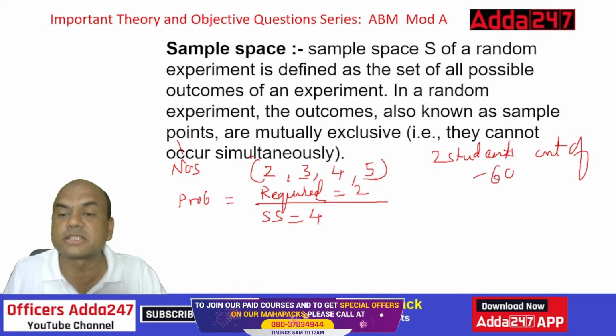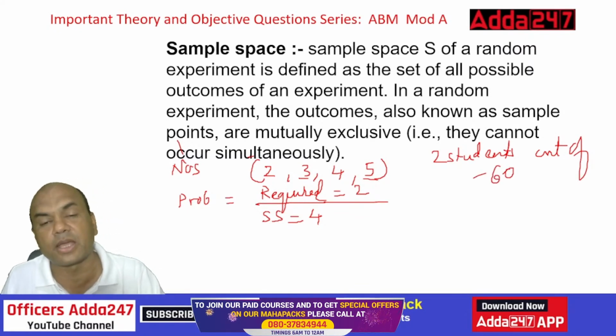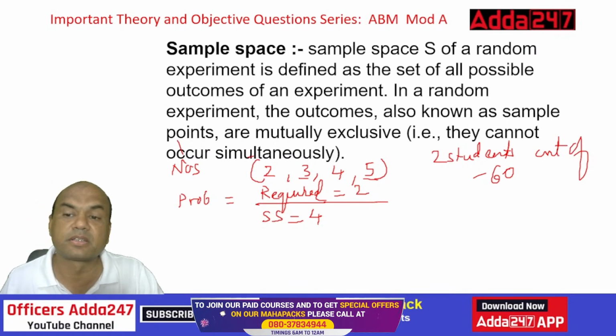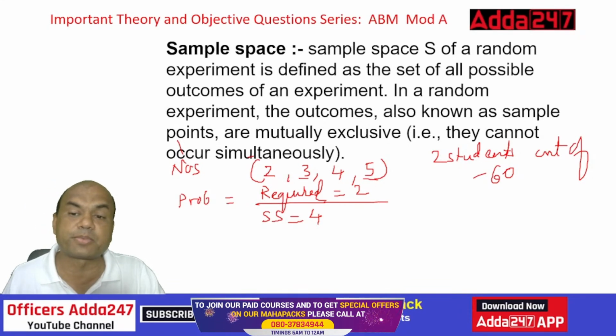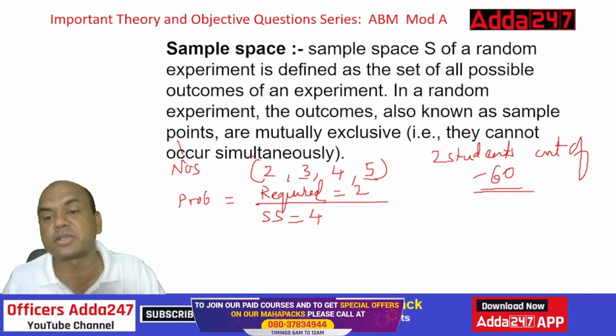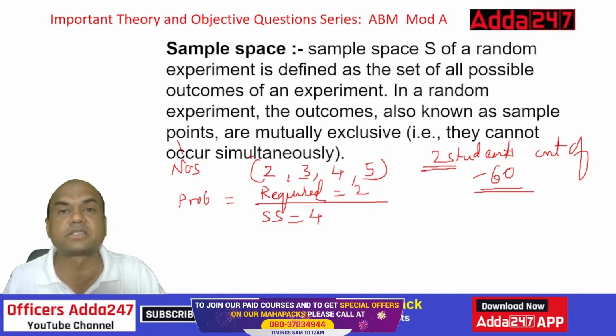60. Okay. What does it mean? What is my sample space? Everyone type in the comment section. What is my sample space over here? 2 students out of 60. So my sample space is correct, 60. This is my sample space. What is my success? My success is 2. So my probability will be 2 upon 60.